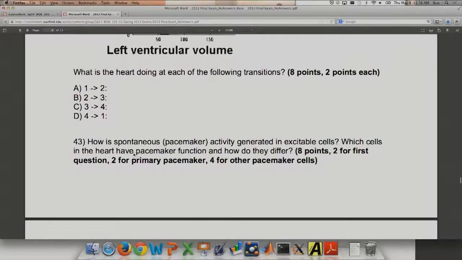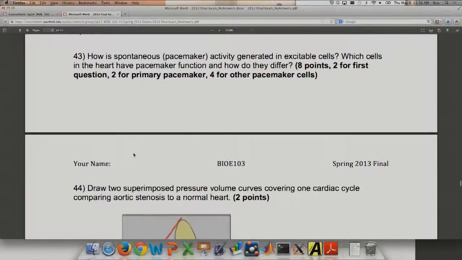Next one is an interesting question. I really like it. How is spontaneous pacemaker activity generated in excitable cells? Which cells in the heart have pacemaker function, and how do they differ?